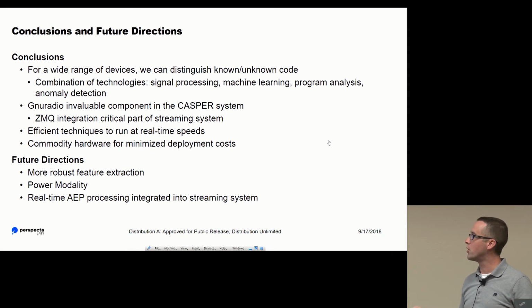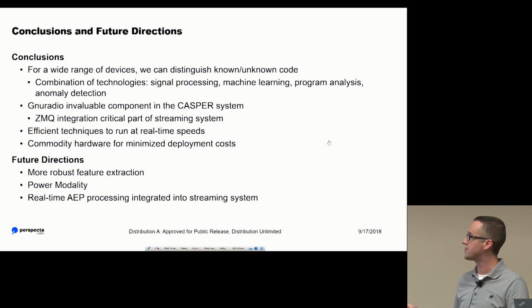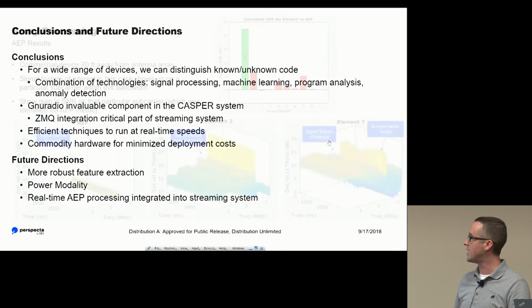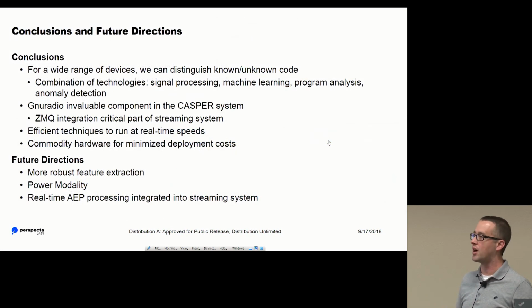Going forward, what do we want to do? Of course, we want more robust feature extraction. The machine learning backend is only as good as the features it's provided, so we want to keep doing research in that area. We want to dig more into the power modality. The ideal goal would be, can we put a clamp on the power cord and get the same type of data we're able to get over the air, just by seeing how the power draw from a particular device changes. And with the AEP processing, you see these MATLAB plots here. We've proved out the algorithms, and we're in the process of moving those into GNU Radio blocks to run in real time and integrate into our streaming system.